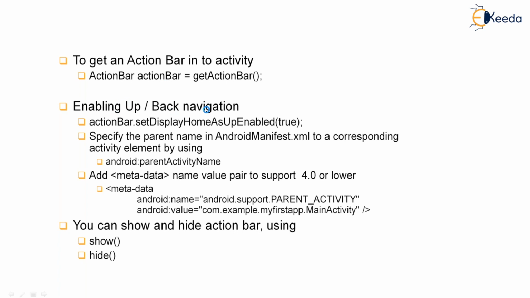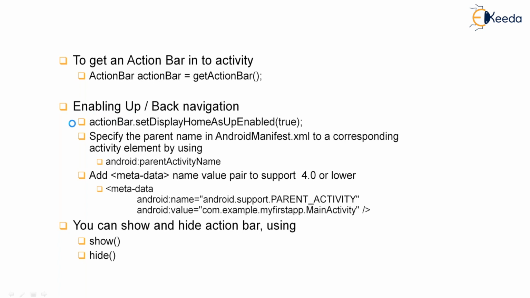And how to enable the back or up navigation? With the help of set display home as up enabled method on an action bar object. So we are going to set that. So when you click on the back arrow, it automatically loads you to the previous activity.